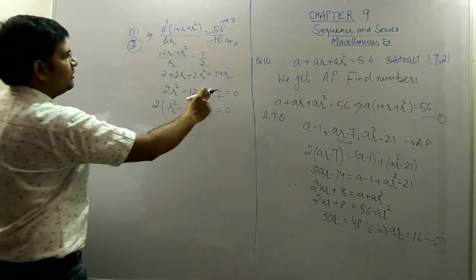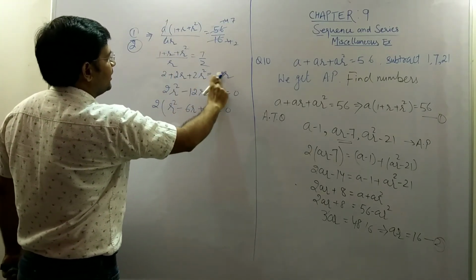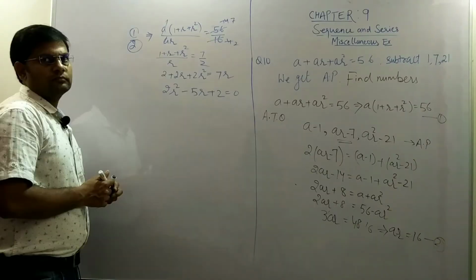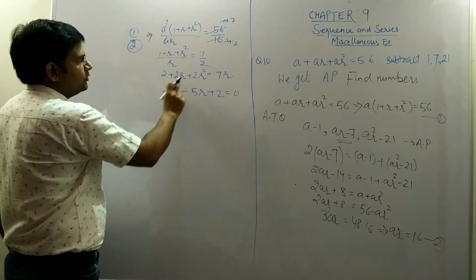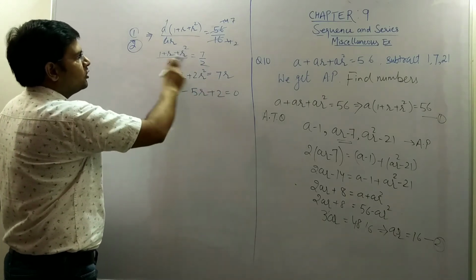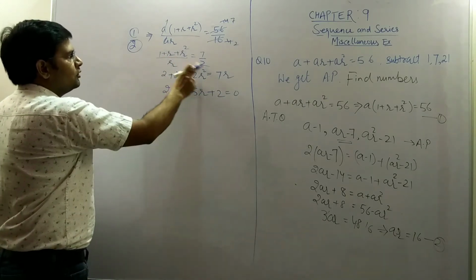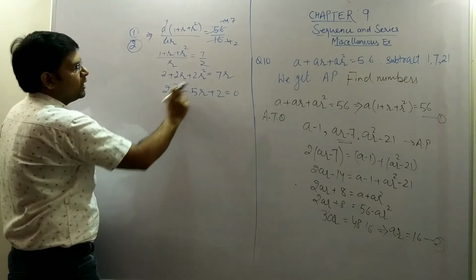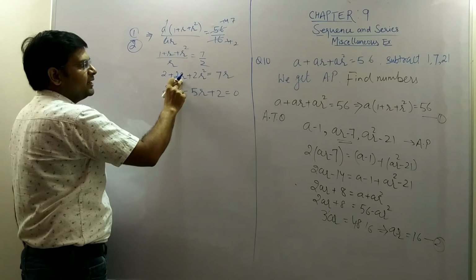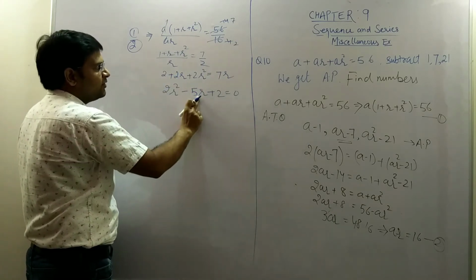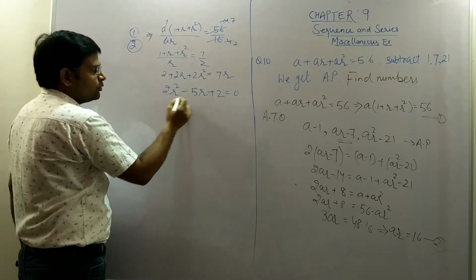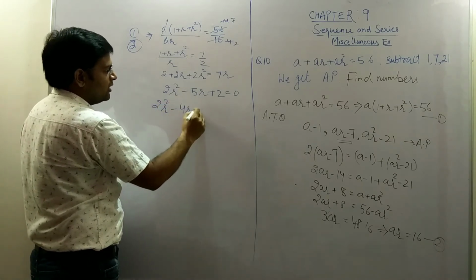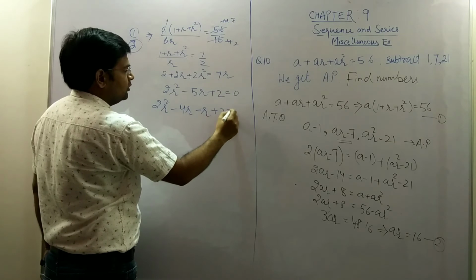This is 7r, not exactly, this is 7r. So 7r means this is okay. So now you are getting this 7r, cross multiply you have done, this is 2r square, and this is 7r. Now 2r square, 7r you bring this side, 2r minus 7r is 5r, this is 2. Now you can middle term split, you can use 2r square minus 4r minus r plus 2 equal to 0.